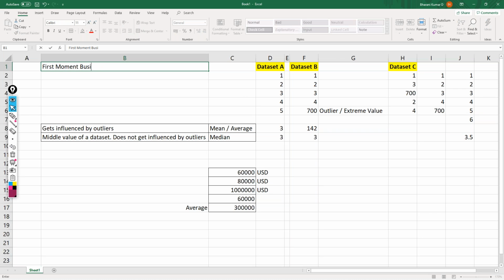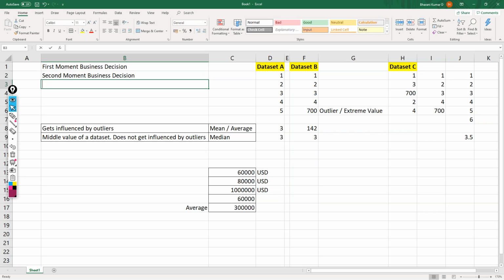The moment data is given, we don't jump into building prediction models. You don't analyze the way you want. You analyze it in a structured manner. When I say analyze in a structured manner, you have to go with the first moment first. Then you proceed with the second moment business decision. Then you proceed with the third moment business decision. These are all the structured steps. And this is how you have to give your report to your management.